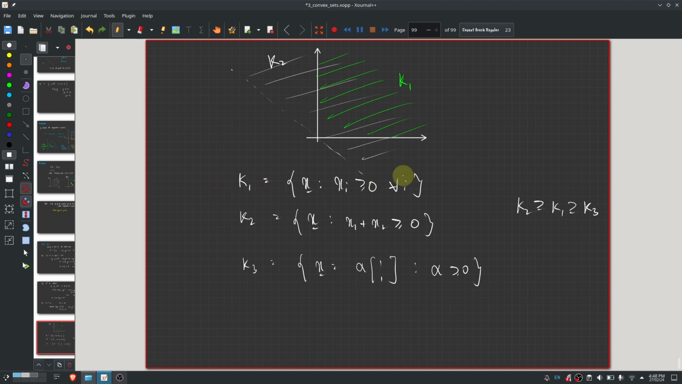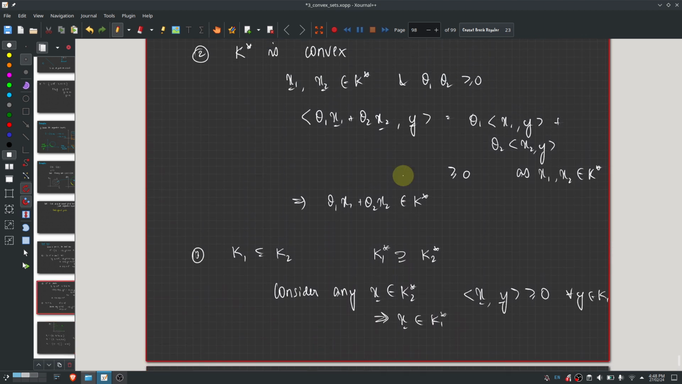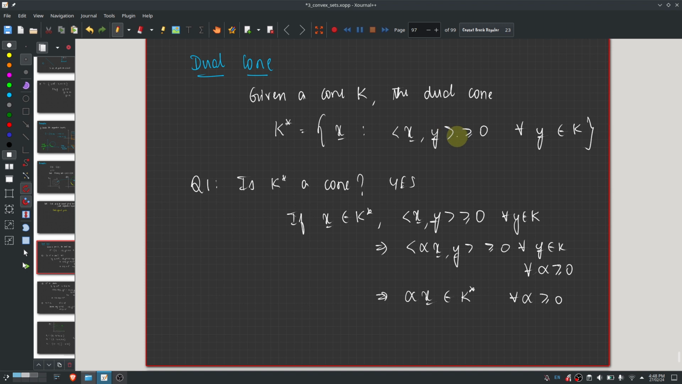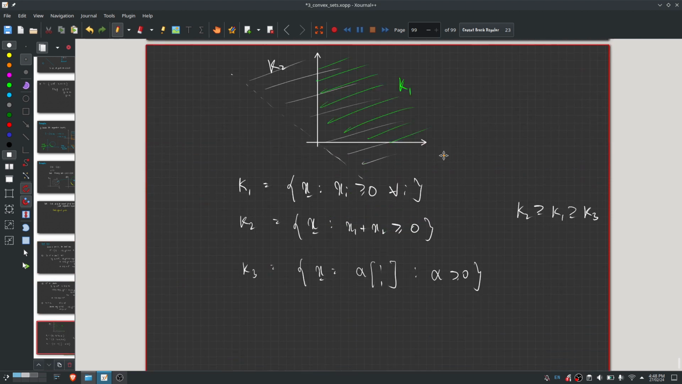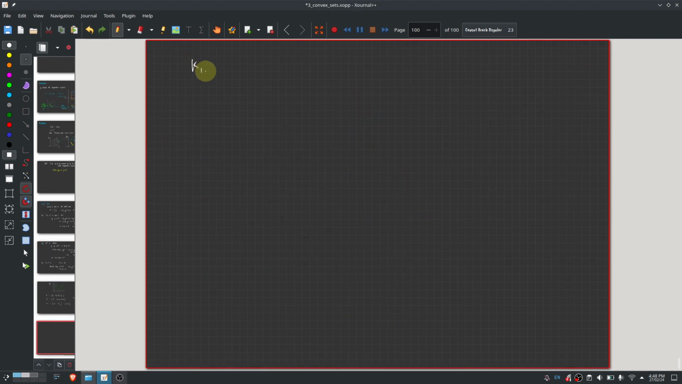Again, we're looking at K1, right? Suppose that a vector x has one negative component. Can you ensure that the inner product with every vector in K1 is greater than or equal to 0? So let's look at K1. K1 is the set of all x such that xi is greater than or equal to 0 for all i. So we want to guess the dual cone. Consider any vector y where some yj is strictly less than 0.